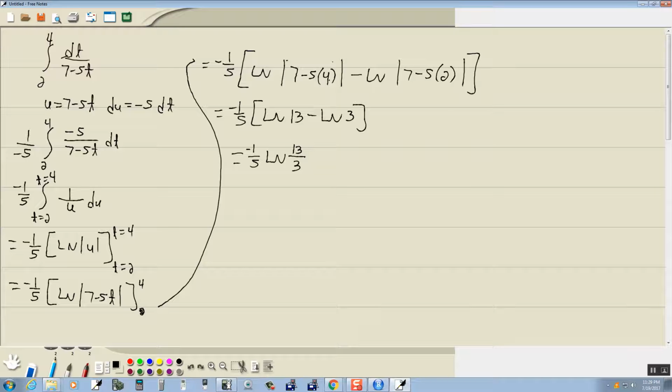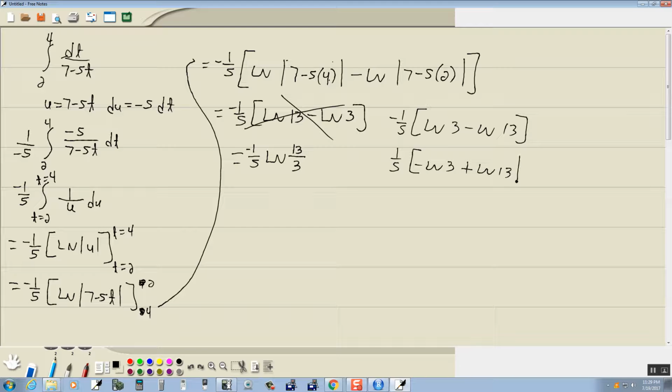If I flip that around, I assumed that was a typo. If we're looking from 4 to 2, then these get flipped around. So this right here would be negative 1/5 times natural log of 3 minus natural log of 13. If I factor out a negative 1, that gives me 1/5 times negative natural log of 3 plus natural log of 13, which gives us 1/5 times natural log of 13 minus natural log of 3, which gives us 1/5 natural log of 13 over 3. So it's positive 1/5.